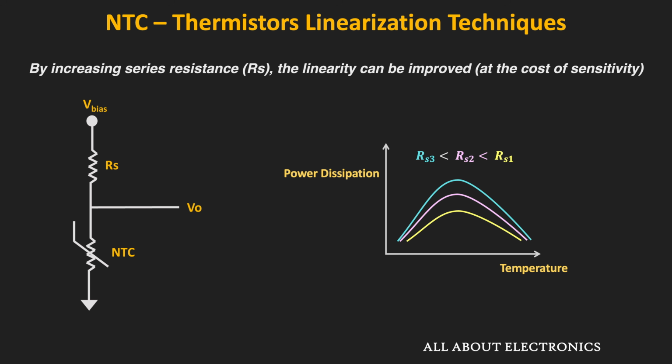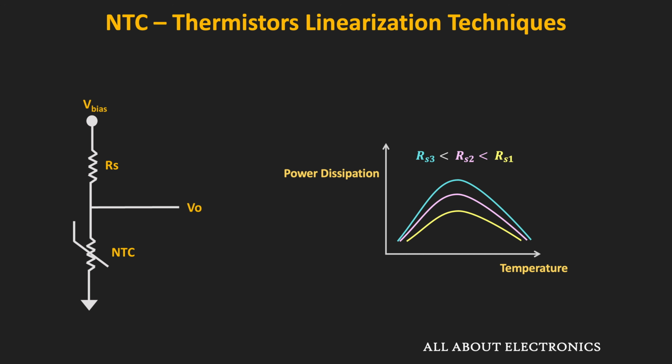more linear. But at the same time, the sensitivity, or the change in the output voltage with the temperature, will also reduce. So there will always be a trade-off between the linearity and the sensitivity. And according to one's requirement, one should optimize this series resistor value.